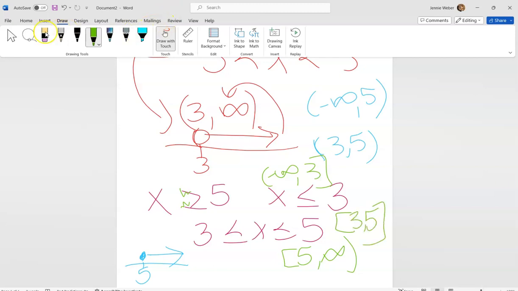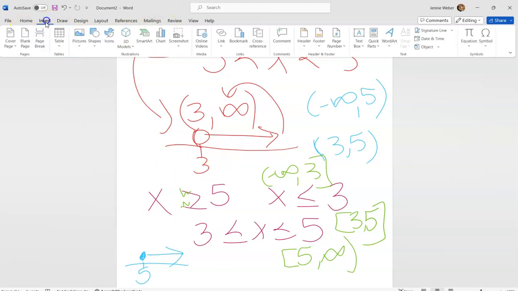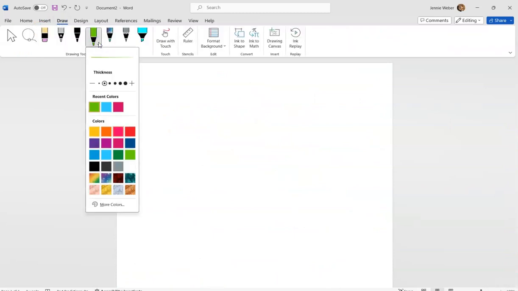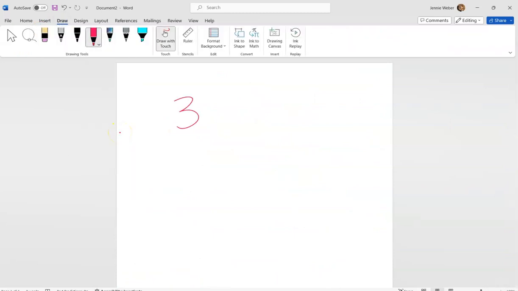Now we have one more solution. What if I had something like this: 3 not included, but I'm including 5? Then I use a parenthesis on this end and a bracket on this end to show that I'm not including 3, but I am including 5.